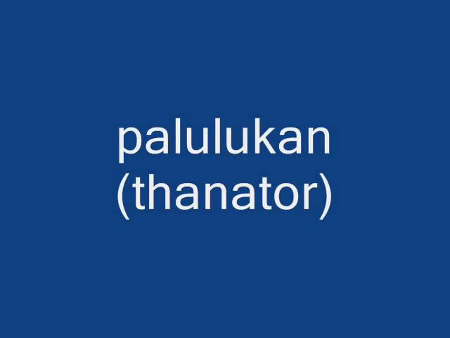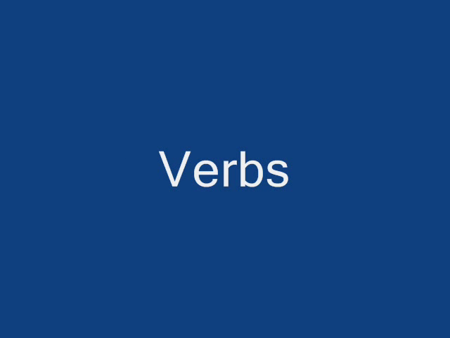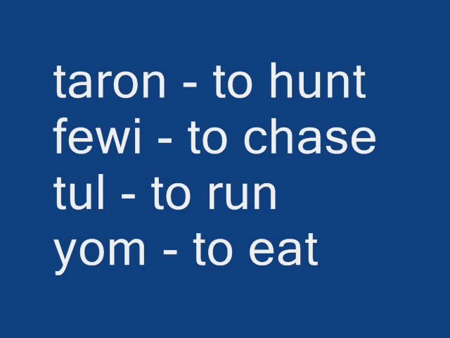There is only one new noun that is essential to understanding this lesson, and that word is the word for thanator, which is palulukan. Now for the verbs. There are four of them. Taron, to hunt. Fewi, to chase. Tul, to run. And finally, yom, to eat.